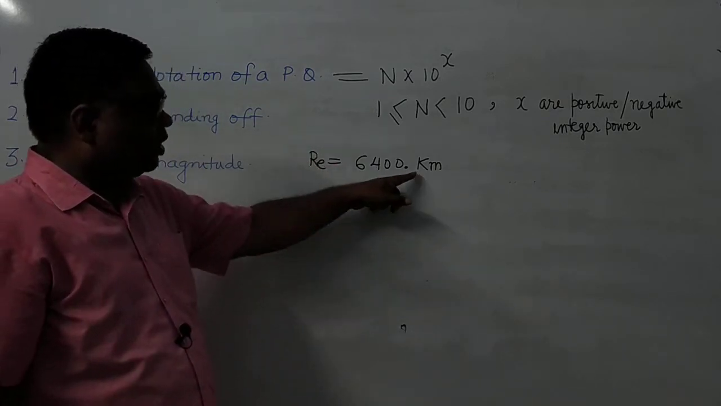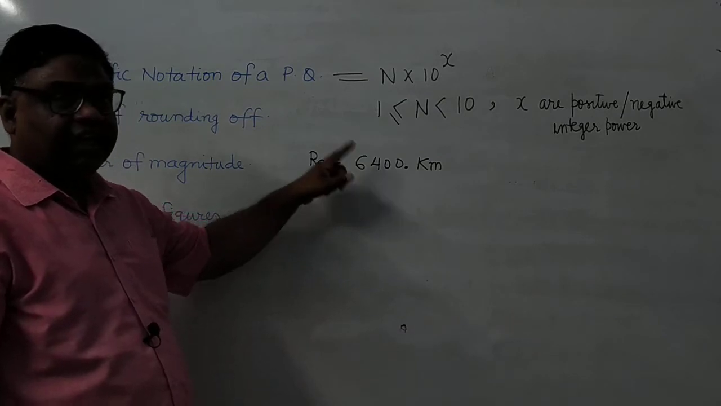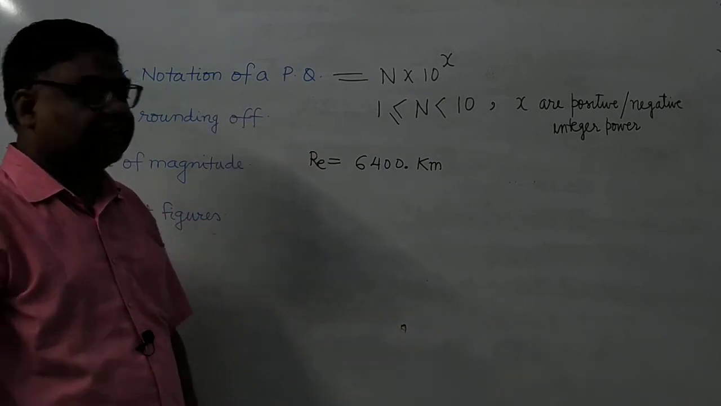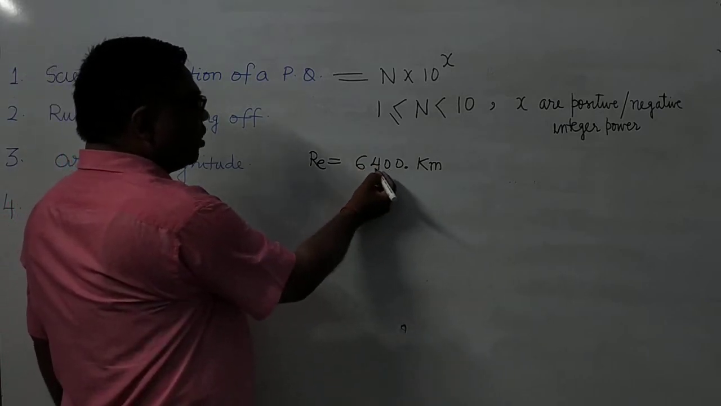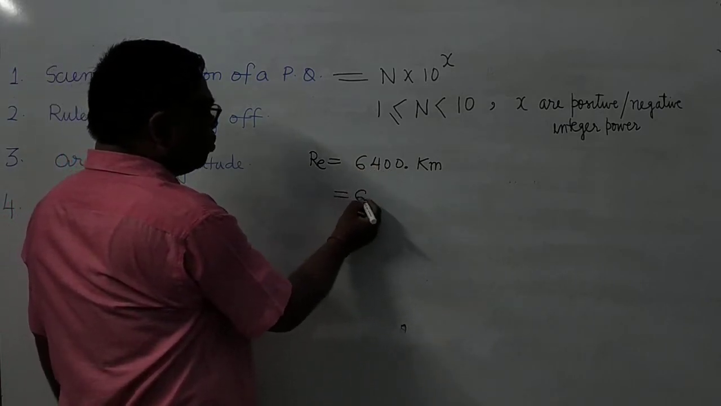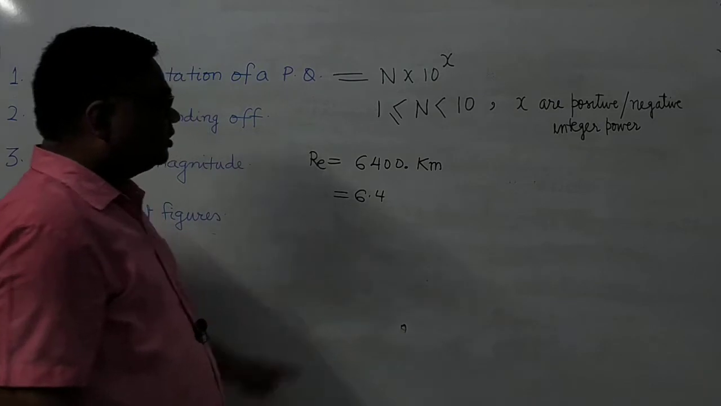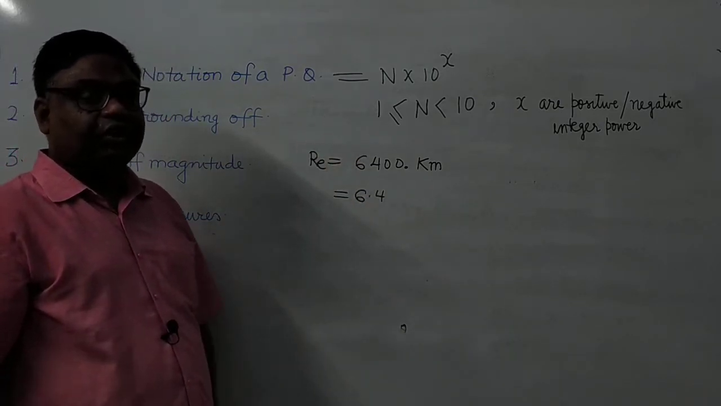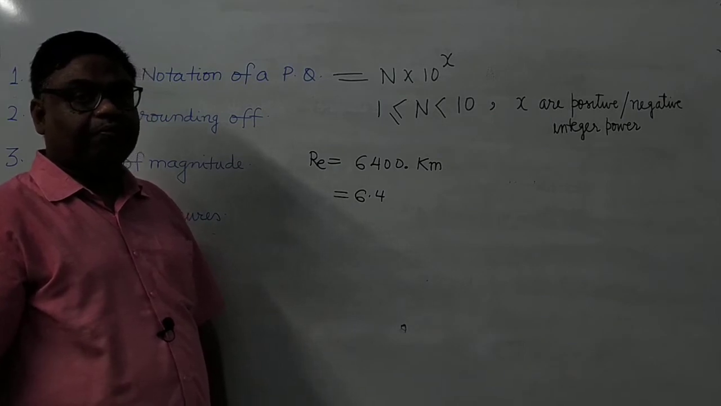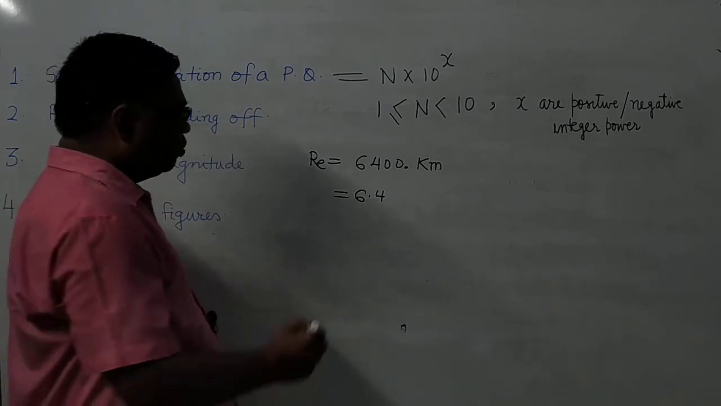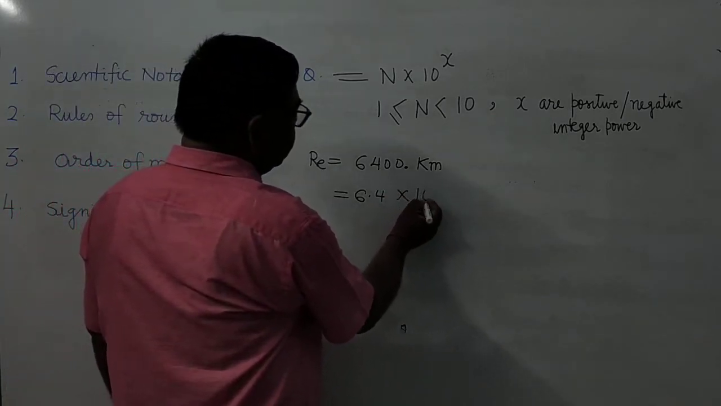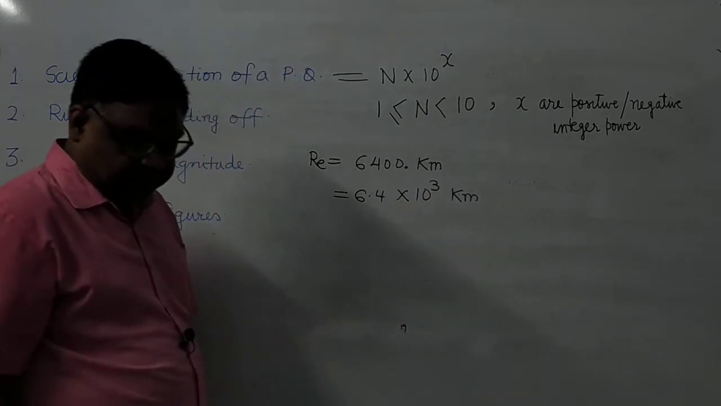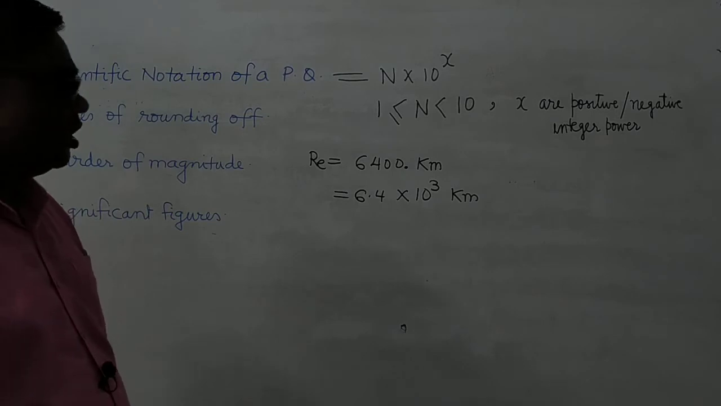decimal. Decimal को इस तरफ इतना लाना है कि decimal के पहले केवल एक non-zero digit रह जाए. So how many places you will bring? 1, 2, 3 means 6.4. Now what has happened to its value? It has decreased or increased? So it has decreased. Therefore power will be positive, into 10 to the power 3 kilometer. It's clear? It will be 10 to the power 3 kilometer.